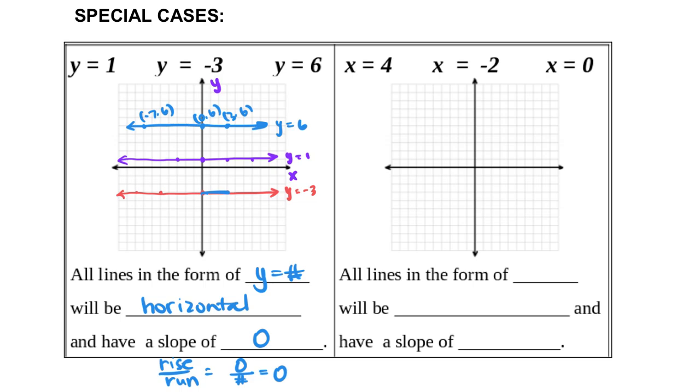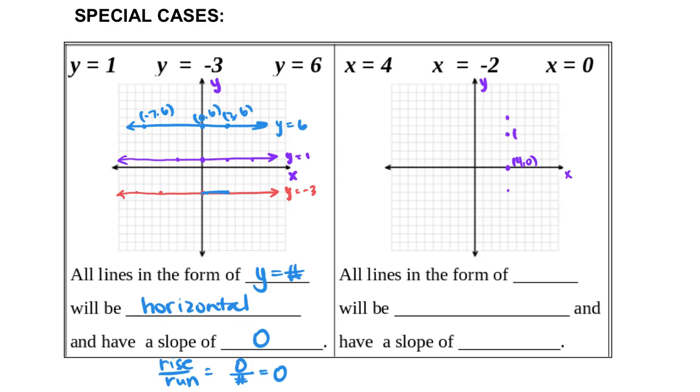Now let's take a look at all lines that start with x equals. So right here we have x equals 4. So remember our x-axis, our y-axis, where x is 4, we'll count over 4 to the right. And that point right there is 4, 0. Where else can x be 4? It is going to be somewhere along this vertical line right here. All these points right here.